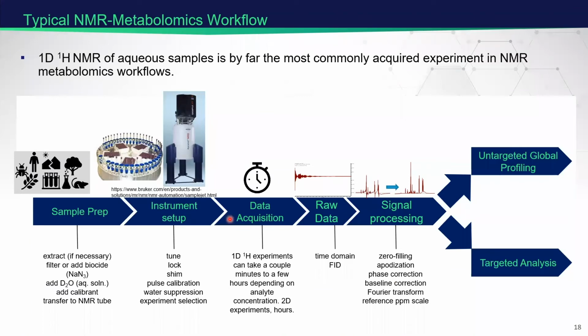So now that we have an idea of what NMR is and some of the things that we can do with it, we're going to discuss a little bit about the typical workflows. In metabolomics, the most common experiment is the 1D proton experiment, because it's a very sensitive nucleus. It's everywhere, so experiments are fast. And no matter what other analysis you might do, you're going to start here.